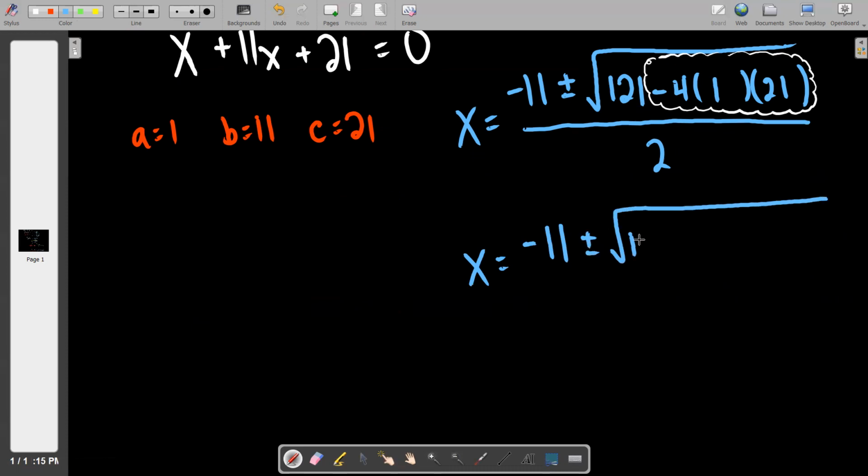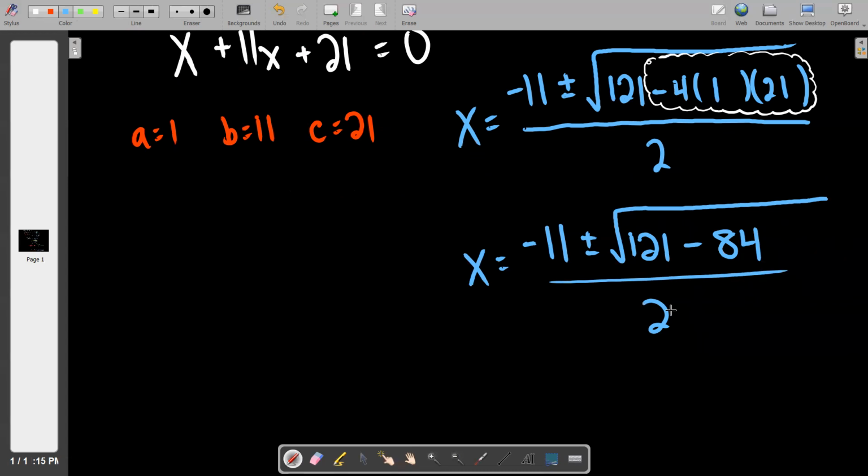121 minus 84, over 2. And I'm trying to go pretty slow here today. Eventually we can start skipping little tiny bitty steps, like this one that I generally skip. It's the one that I just wrote. Any questions to this point?